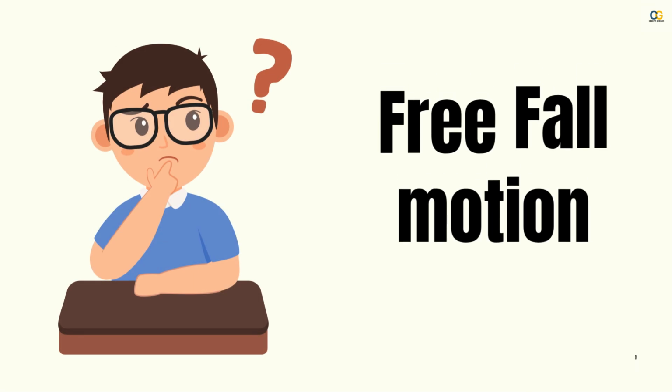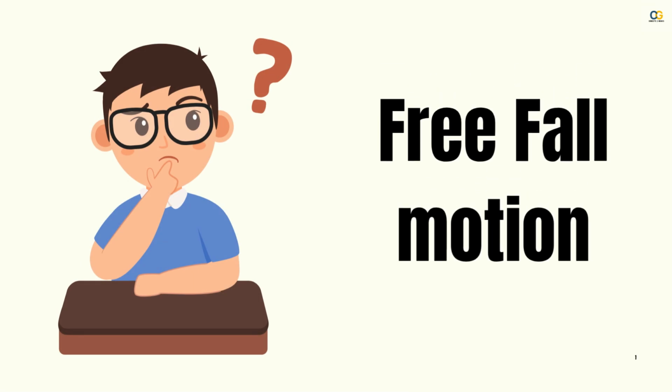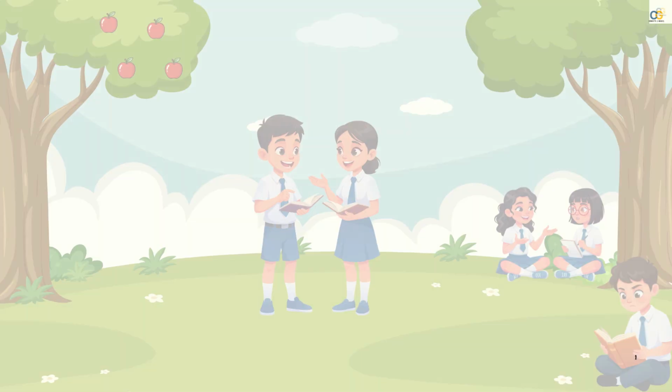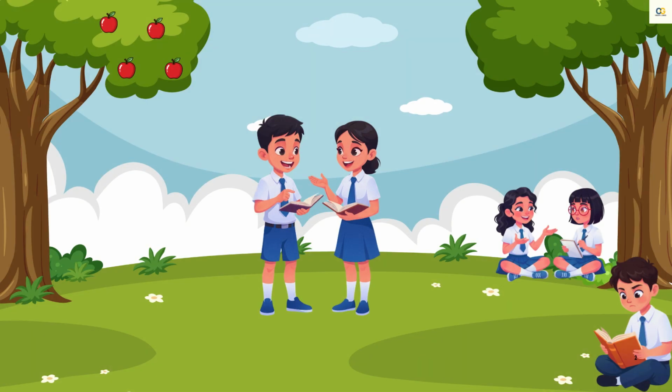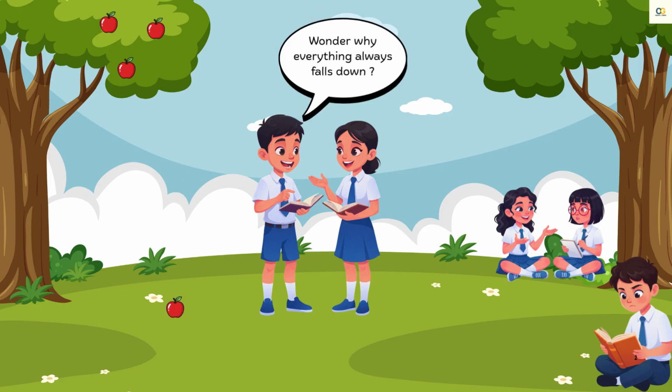Wondering what free fall motion is? Well, let Arav and Riya help you understand this better. In the recess time where the students are in the park, there is an apple tree and an apple falls down. Arav questions, wonder why everything always falls down.